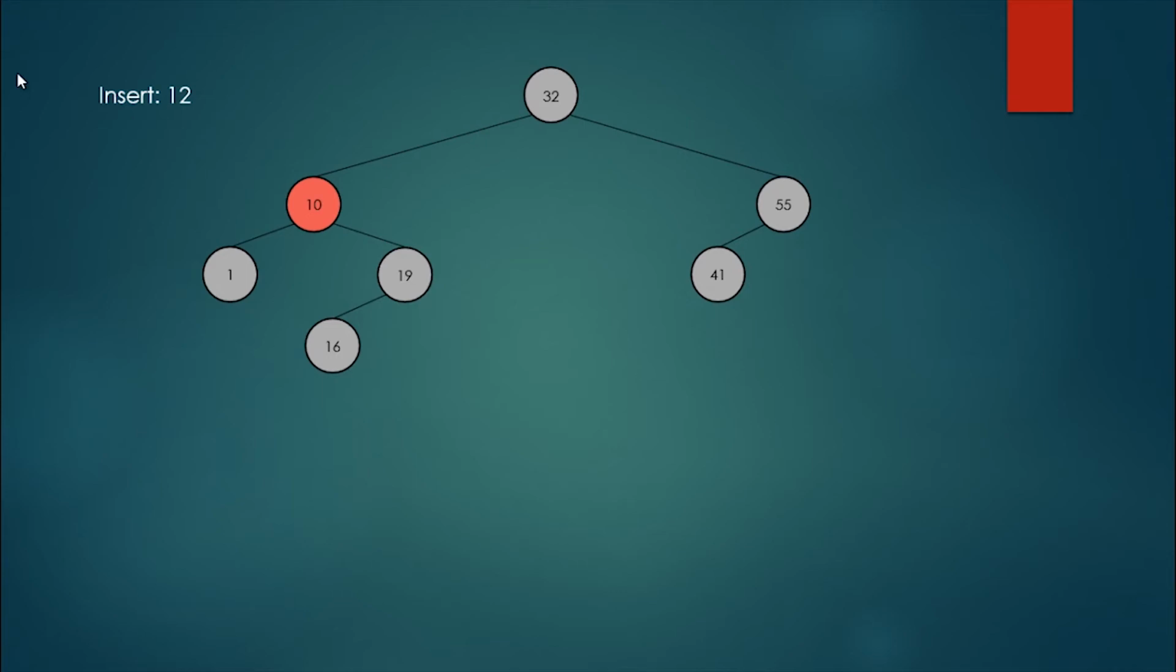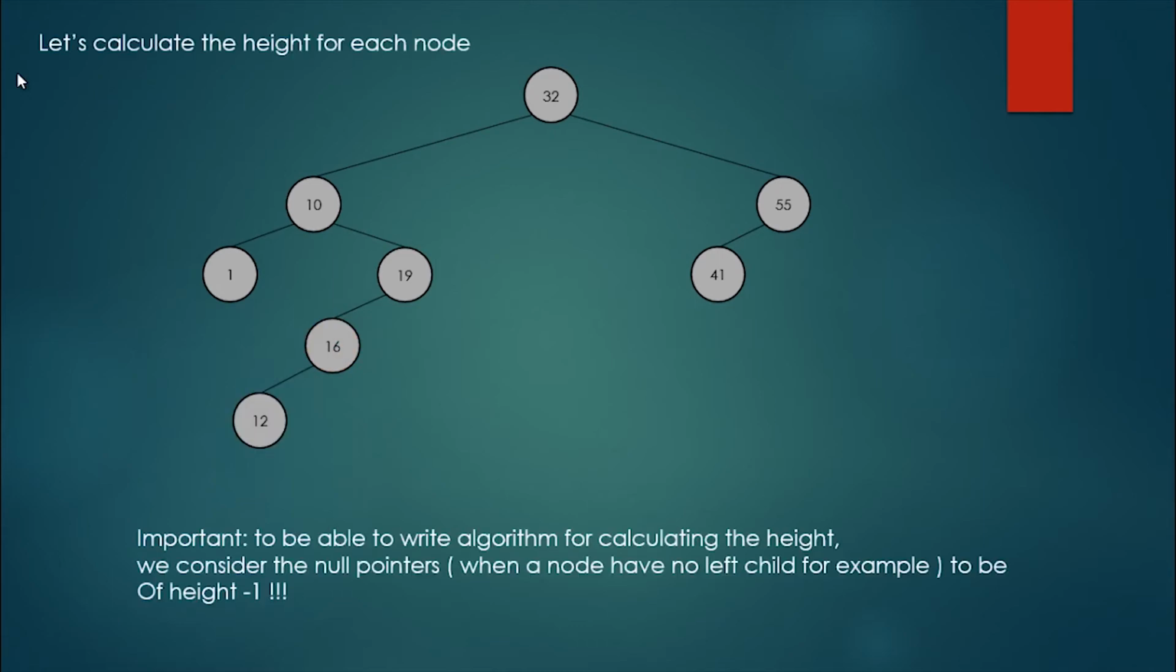The 12 is greater than 20, so we go to the right subtree. 12 is less than 19, so we go to the left. And 12 is less than 16, so we insert another node here to the left. As I said earlier, we make a single binary search tree insertion, but after this we have to check whether the AVL properties are met. So we have to calculate the height parameters. Let's calculate the height for each node.